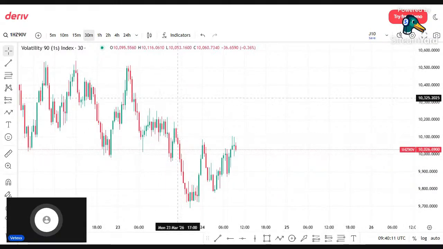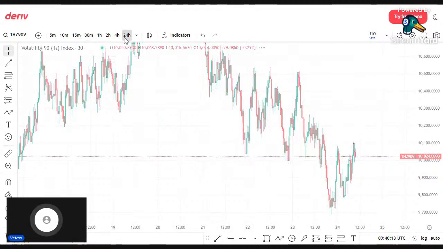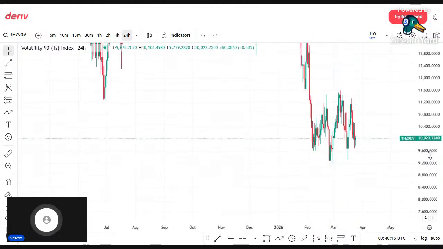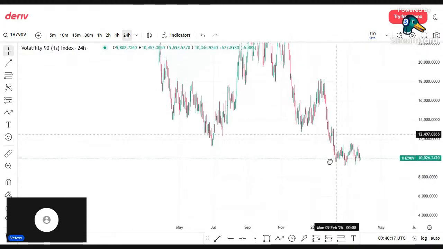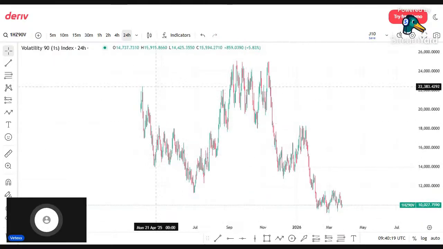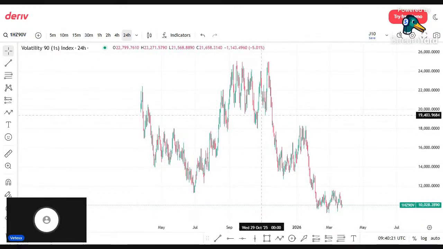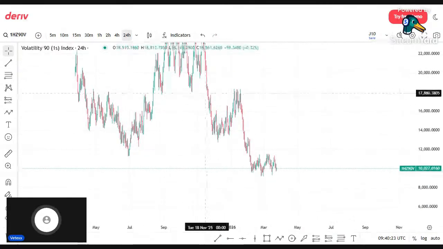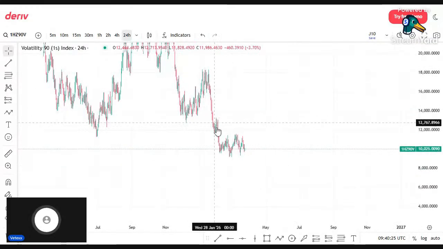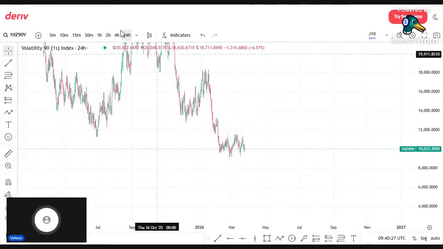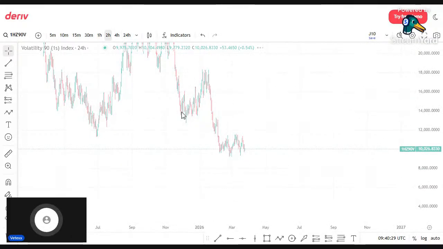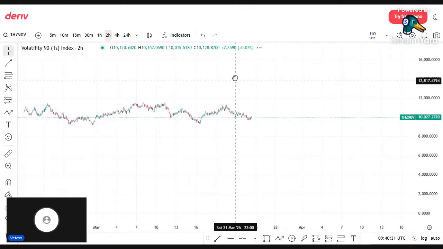V91 index, starting from the daily time frame, has been bearish and it smashed the target some while ago. So we had a sell from here and it smashed the first target. We have another sell from here, which smashed the first target. That is already past data, so we're only going to be working with the current price action.